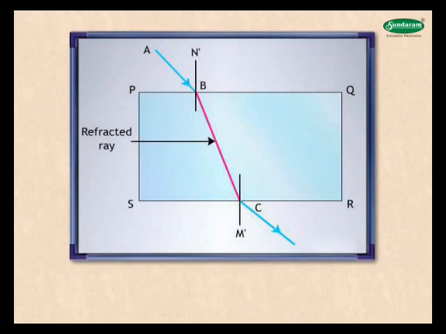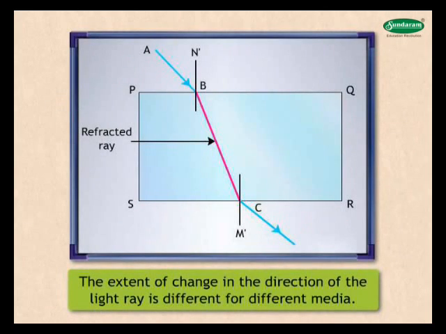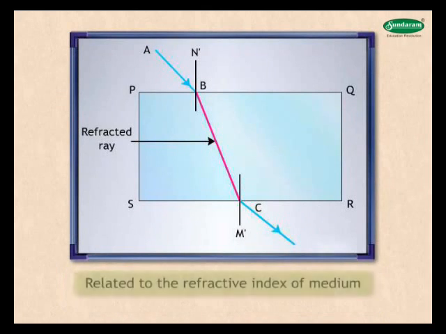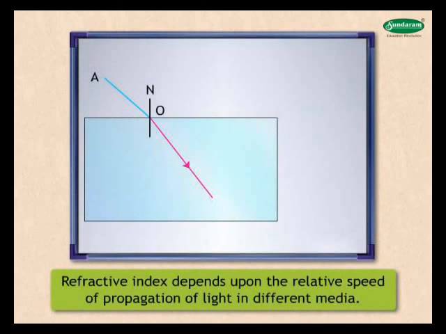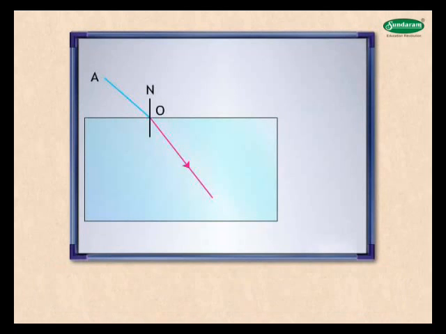Refractive index. The extent of change in the direction of the light ray is different for different media. It is related to the refractive index of the medium. Refractive index for different media is different. Values of refractive indices for some media with respect to vacuum are given in this table. The refractive index depends upon the relative speed of propagation of light in different media.